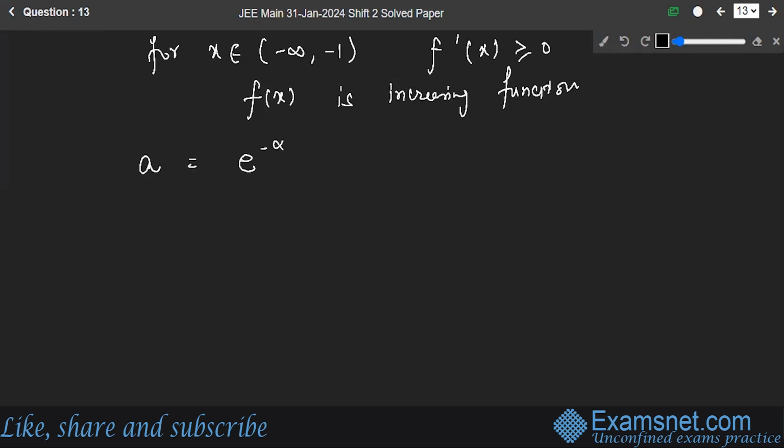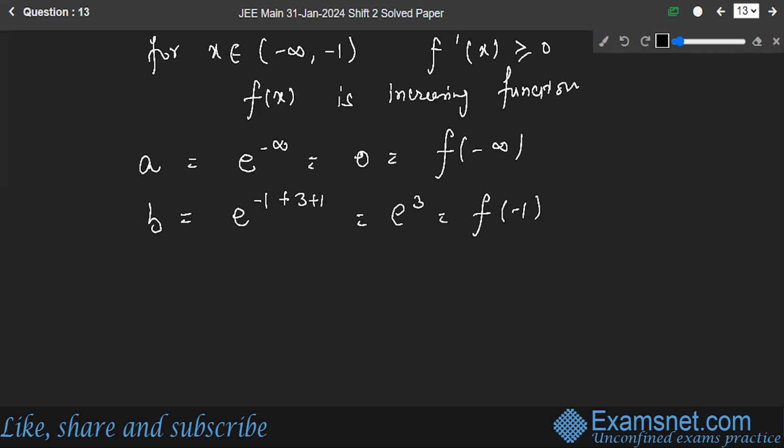Therefore, what will be a? A will be equal to e raised to power minus infinity, which is equal to 0, which is f of minus infinity. And b will be given by e raised to power minus 1 plus 3 plus 1, which is e power 3, which is nothing but f of minus 1. So the point P, what was it? 2b plus 4 comma a plus 2. So this point is given by 2e power 3 plus 4, 2, with a equal to 0. This is your point P.